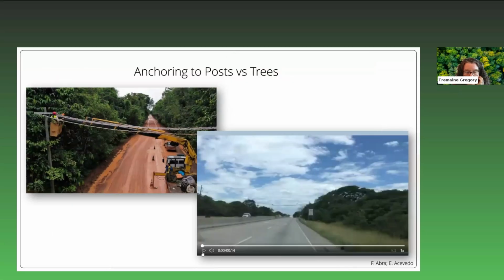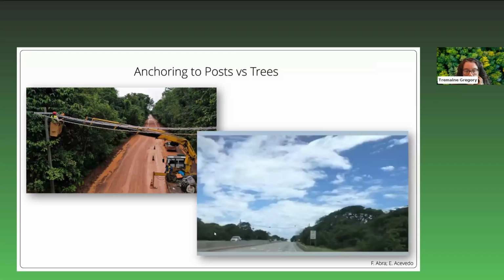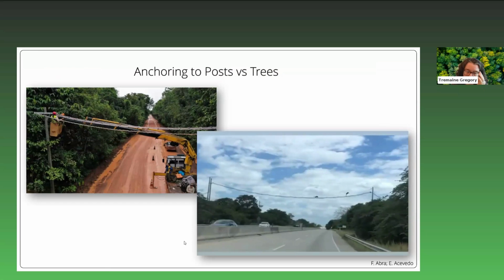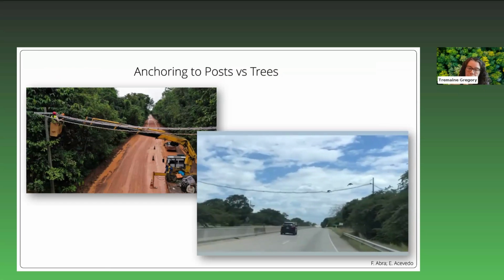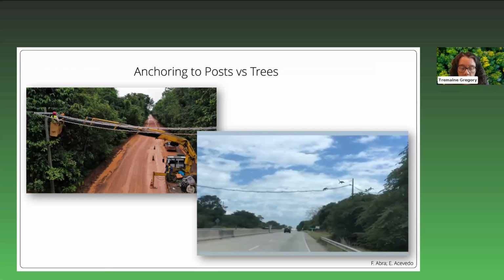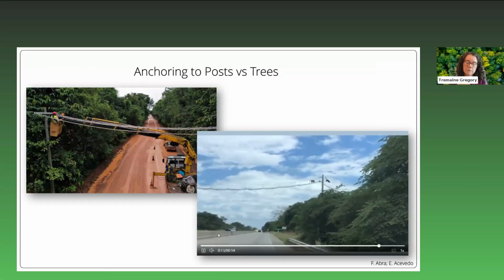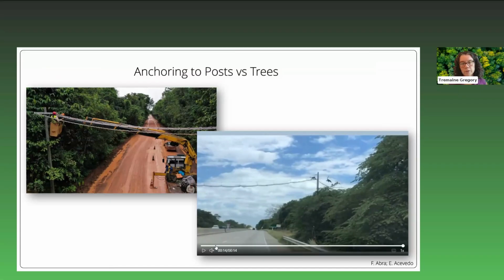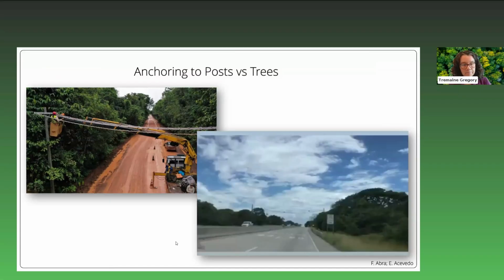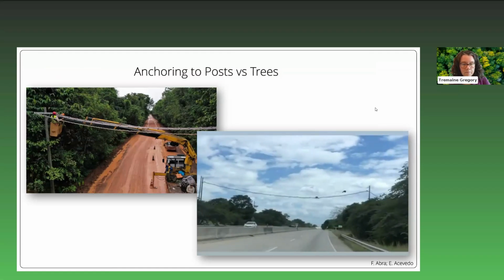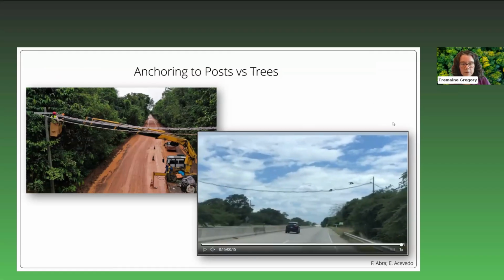We've also learned that a lot of canopy bridges have been anchored to trees when there hasn't been the resources to anchor to concrete posts. But obviously anchoring in concrete posts is much better for spanning big expanses like this example in Costa Rica. That's a 4-lane highway. So next slide.